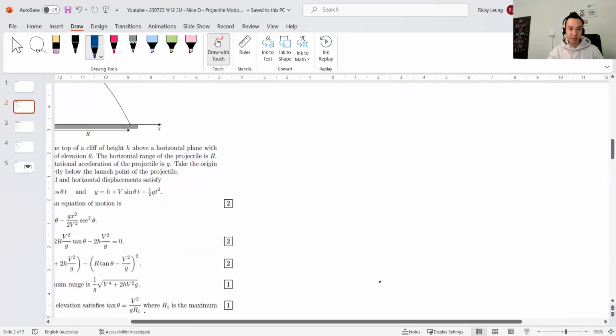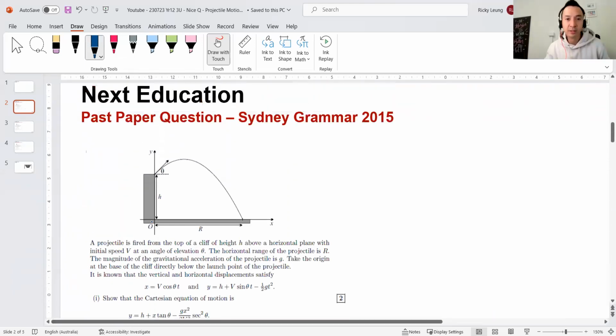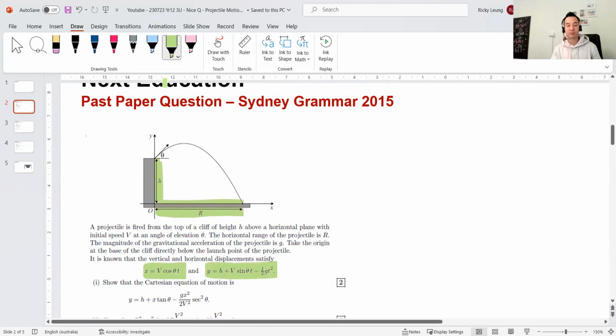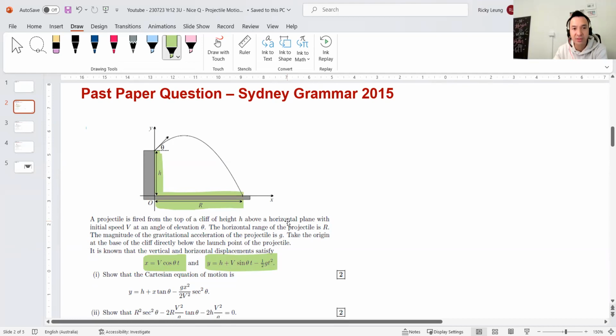So this question from Sydney Grammar looks like this. We have a projectile being fired up with an initial height of h. I don't think there's anything in the paragraph that's different to the diagram. It's fired and it looks like it's traveled a range of r from the origin. They even give you in the question the equations of motion for displacement. Nothing fancy there. Gravity is there. R, horizontal range.